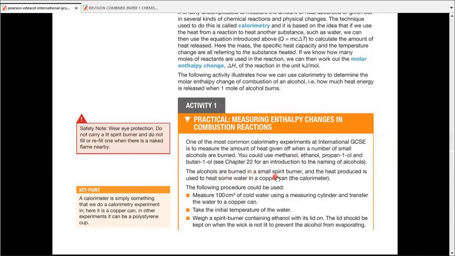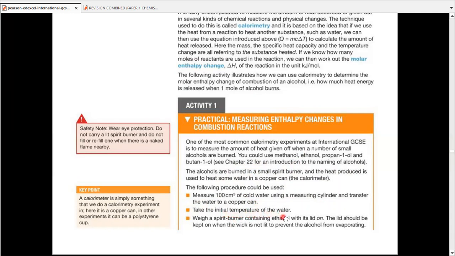We take alcohols in small spirit burners and we then burn them. The heat produced is used to heat some water in a copper can, and we call it a calorimeter. So what do we do? We measure 100 cubic centimeter of cold water using a measuring cylinder, and we transfer this water to the copper can.